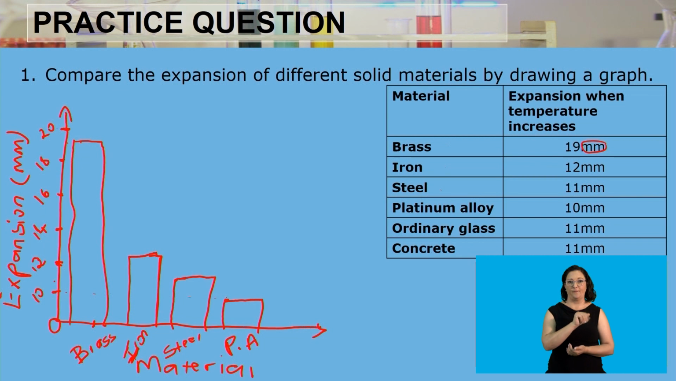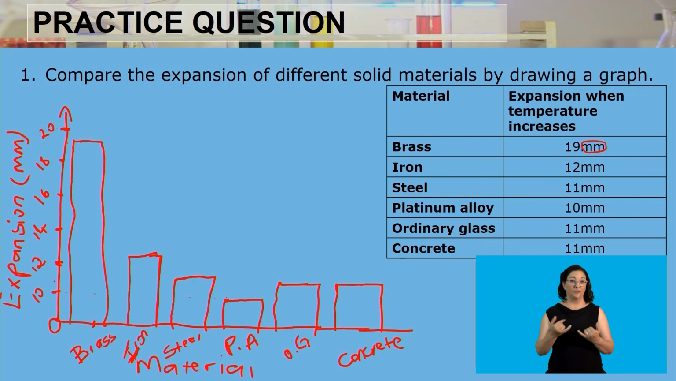And then we have our ordinary glass. So we're just going to extend our x-axis. Our ordinary glass goes all the way up to 11 millimeters, which is halfway through there, the same as our steel, because steel and glass have the same expansion. So that is our ordinary glass. And then the last one is concrete. It's also the same expansion as our ordinary glass. So this is our concrete.